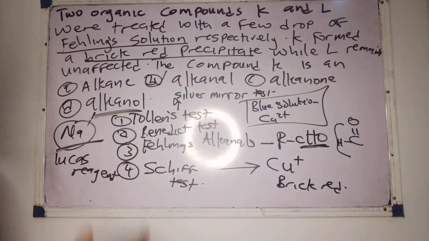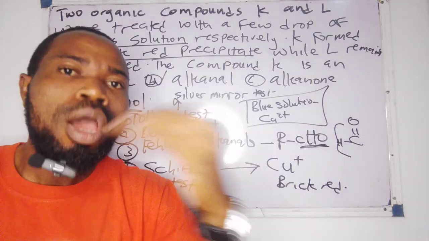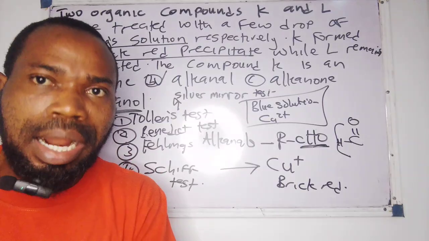If sodium reacts with alkanols, of course it gives hydrogen gas. Now talking about alkanes, they are saturated hydrocarbons. Of course they don't react with bromine water. So I can use bromine water to differentiate alkanes from alkenes and alkynes.